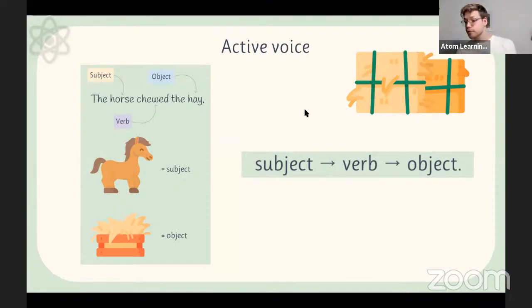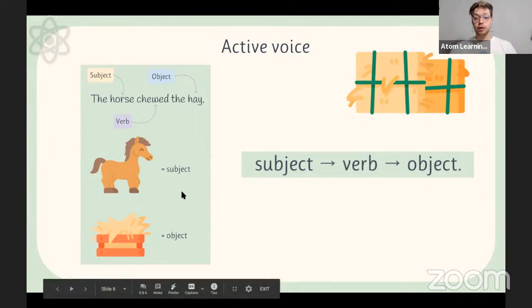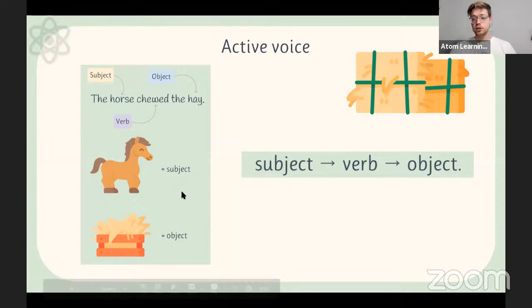Now, what's nice about the active voice is we can learn that structure. It's always the subject, then the verb, then the object. That is when we have the active voice, we know the structure with which we need to go in. Remember, the exception being when we have a cute little question. When we have a question, it's verb and then subject. So that's our active voice sentence.